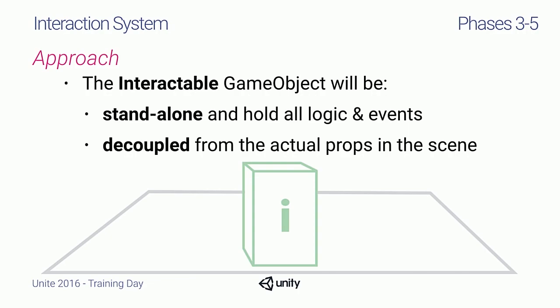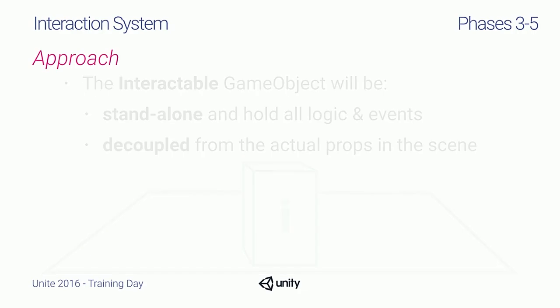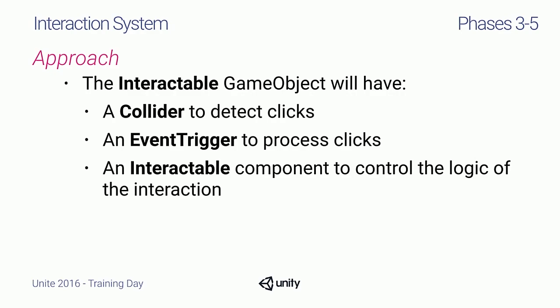For example, the coin or the painting won't be an interactable, but there will be an interactable game object with a collider that we can set around the coin or around the painting that will then do the interaction, so that we separate our interactables from the actual props that we have. Two different things. Let the art department do the props and let our system work for the interactables. An interactable game object will have a collider to detect clicks. We'll use an event trigger to process the clicks, and an interactable component, which we will write, will be used to control the logic of the interaction.